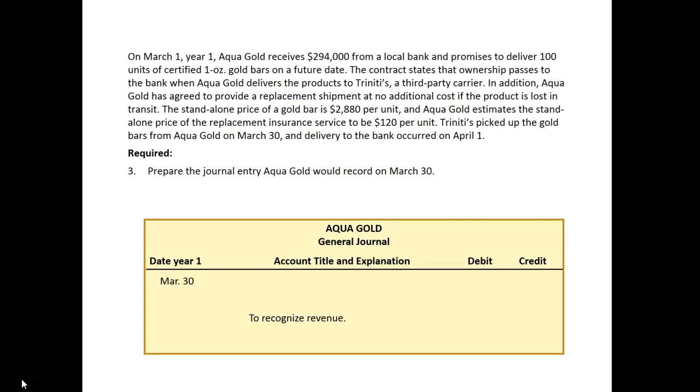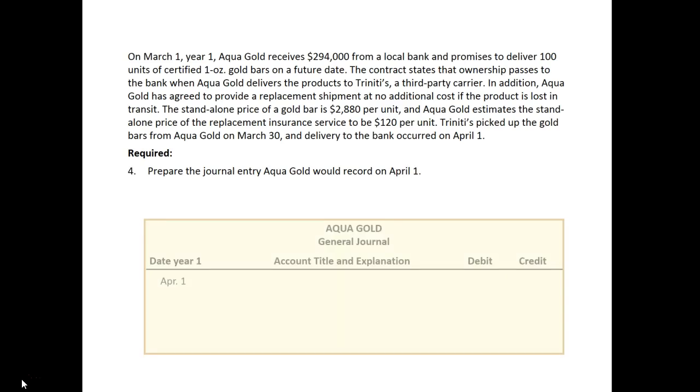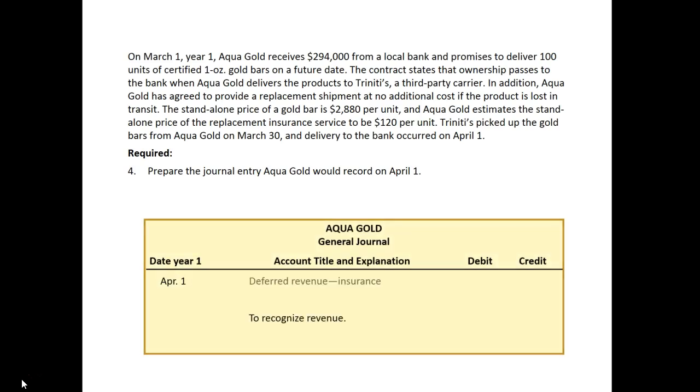Then on March 30th, when they picked up the gold bars, the revenue would be recorded on March 30th because that is when revenue is going to get recognized in this instance. The deferred revenue, gold bars, would be debited because the revenue has in fact occurred. Now, as far as the insurance goes, that piece would be recognized on April 1st once they were delivered to the bank. That insurance has now passed.